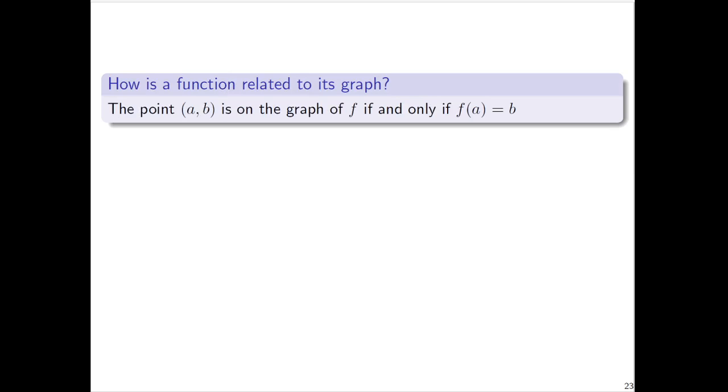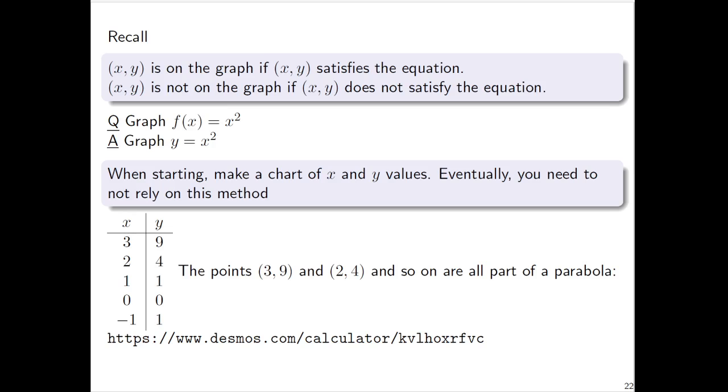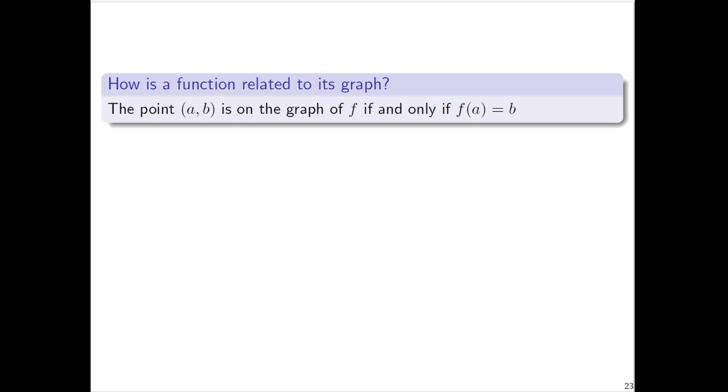Okay, so how is a function then related to its graph? So we've talked about how an equation in x and y is related to its graph. But because we're just replacing the f of x with a y, we can actually now answer more to the point. How is a function related to its graph? So the point (a, b) is on the graph of a function f if and only if f of a is equal to b.